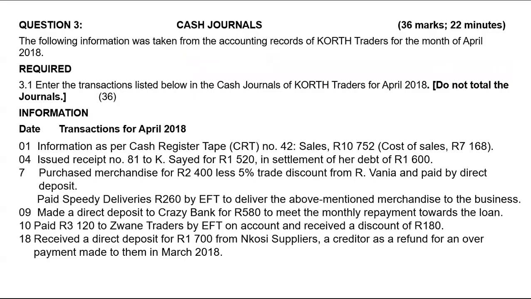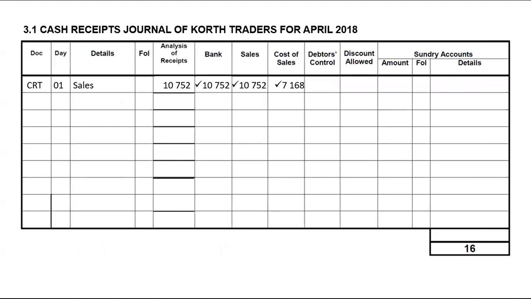Let's move on. On the 4th, we issued a receipt number 81 to K. Said for 1,520 in settlement of a debt of 1,600. You will notice that here we issued the receipt. Since it's a receipt, it doesn't relate to sales. It's a receipt from a debtor who is paying us back. Now, how do we record this? If a debtor pays us back, do we record it in cash payments? No, because we're not making a payment. It's a debtor that is paying us, so we are receiving the money. So it makes sense for the transaction to be recorded in the cash receipts journal.